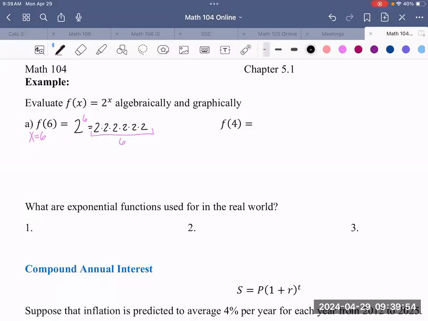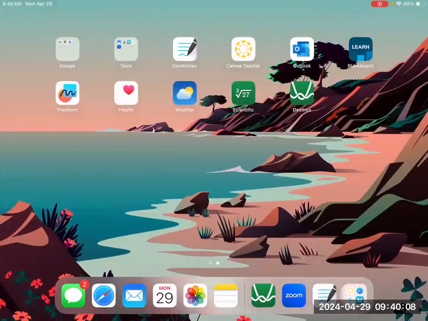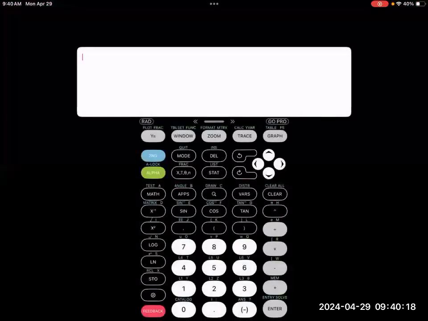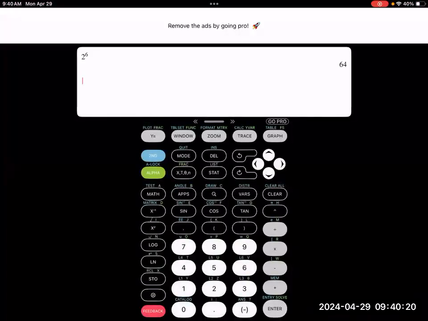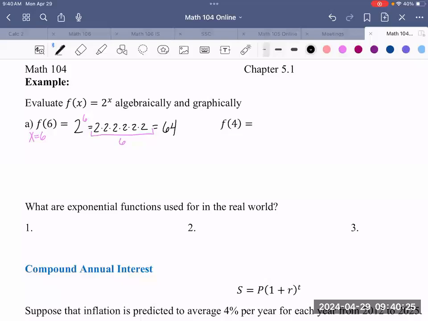So what is 2 times 2 times 2 times 2 times 2 times 2? That should be 64. We can also punch that into your calculator. Let's do your TI-84. So you have 2 raised to the 6th power is 64. And we'll do it graphically here in a moment as well.